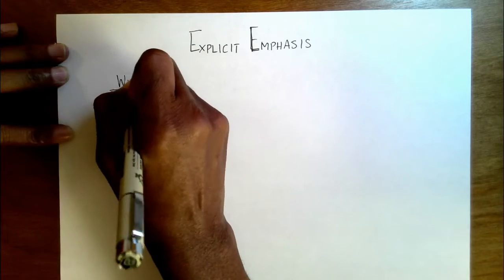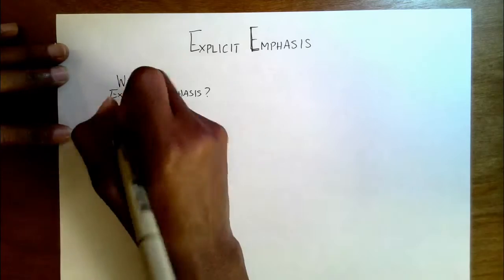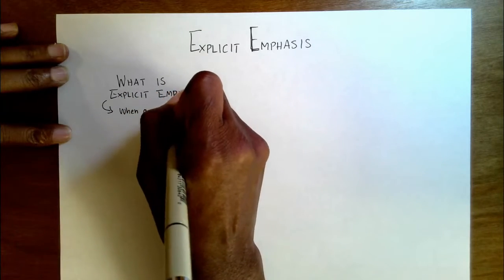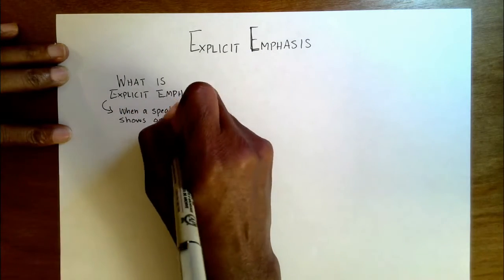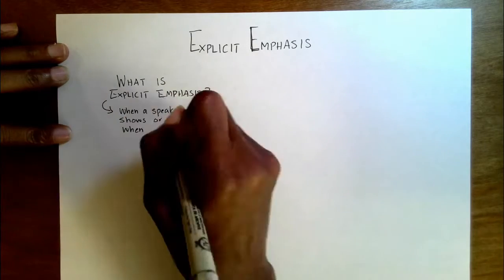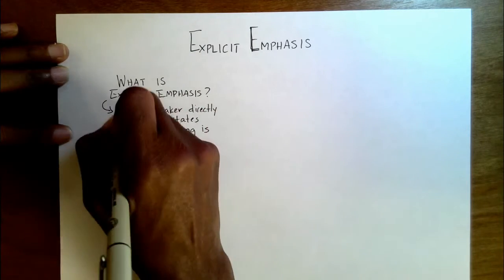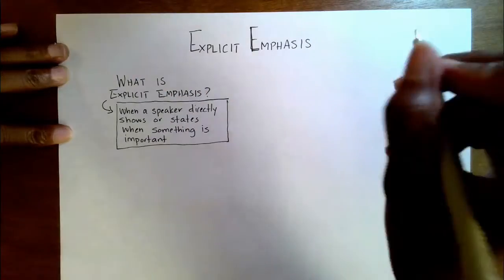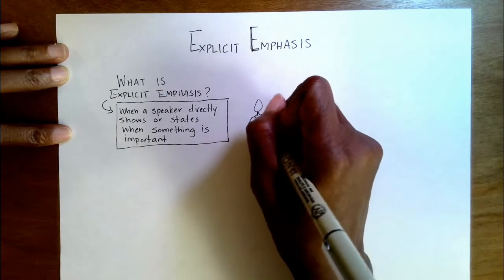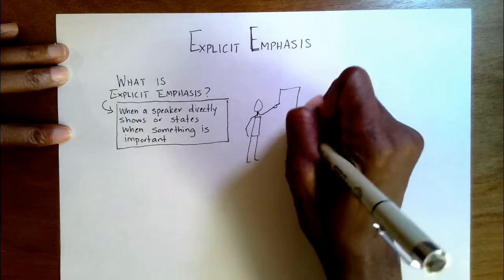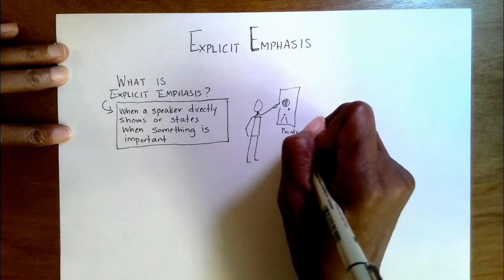What does that mean? Explicit emphasis is basically anything that the speaker does non-verbally or says verbally that makes it clear to you, the listener, what's important. And there are a few ways that a speaker goes about doing this. The first way that I'm going to talk about is by just pointing it out physically. They may point to the whiteboard or they could point to a screen.